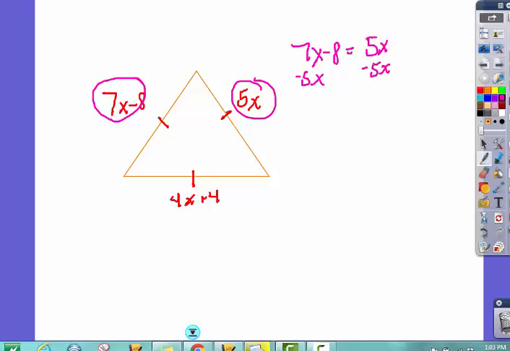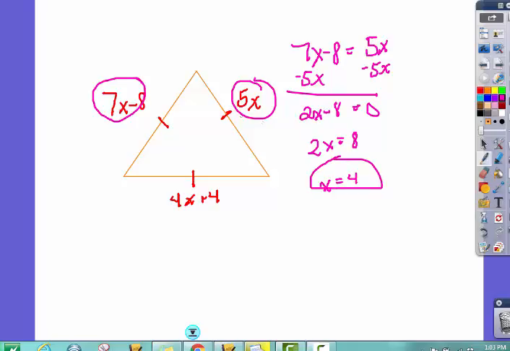remember that I would have 2x not equal 8, but still minus 8 equals 0. Move the 8 over, 2x equals 8, x equals 4. Let's double check our work. 5 times 4 is 20. 7 times 4 is 28, minus 8 is 20. 4 times 4 is 16, plus 4 is 20. Yay, they're all the same. That's what I wanted because it's equilateral.